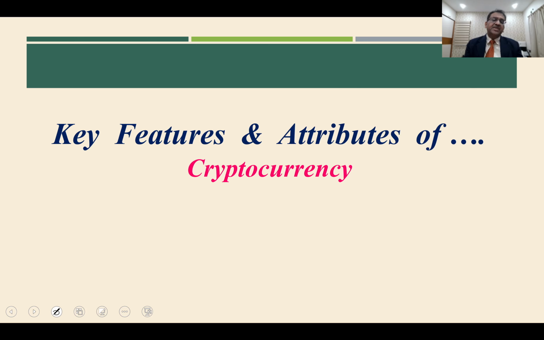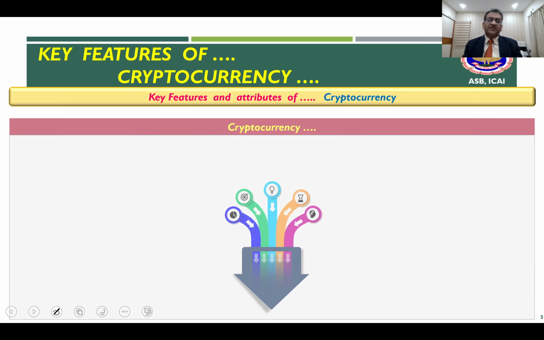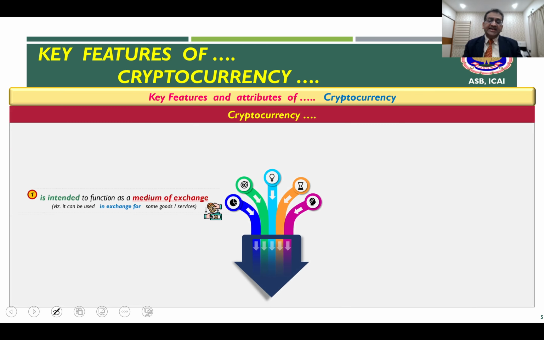So first of all, let us see some of the key features and attributes of cryptocurrency, because without understanding and appreciating these features and attributes, accounting will be very difficult to appreciate. So first thing first, cryptocurrencies are intended to function as a medium of exchange, thereby meaning that they are intended to be used in exchange for goods or services.